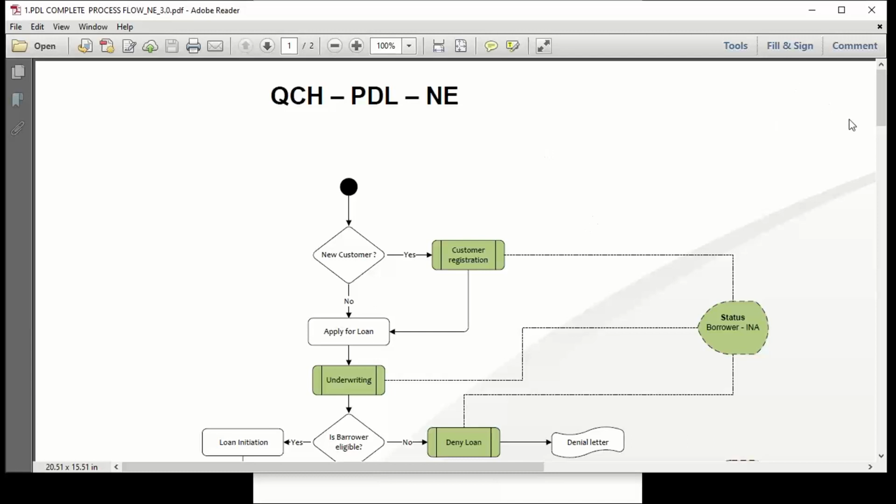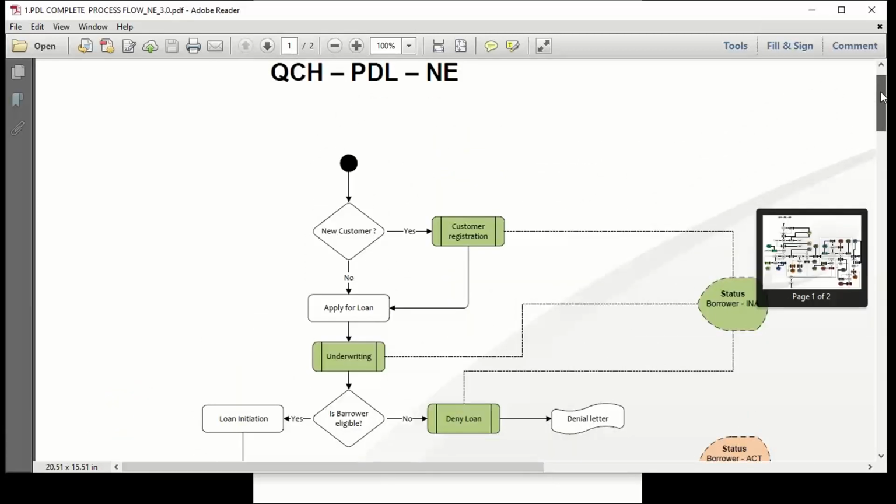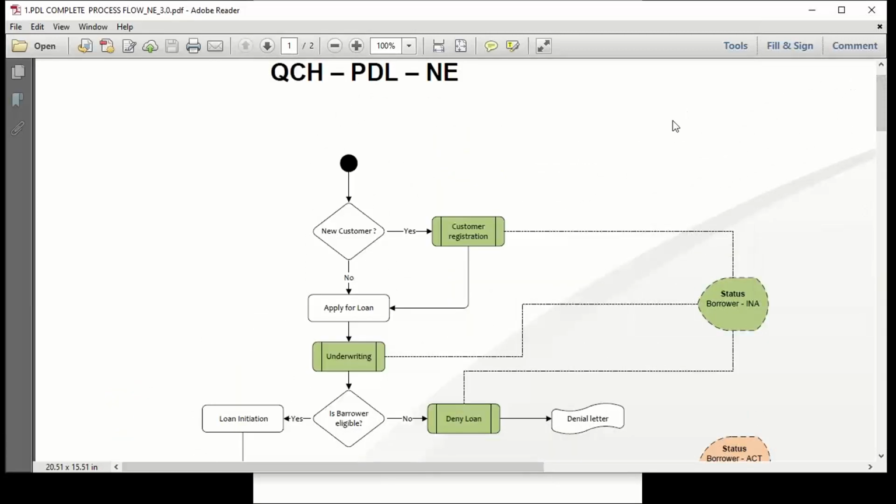So this is a process flow diagram for PDL. PDL stands for payday loan. As I said, I'm working for a product based company, so we develop and implement applications for microfinance lending.